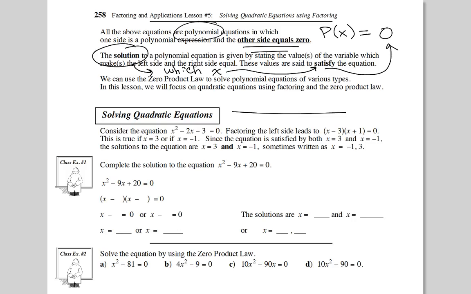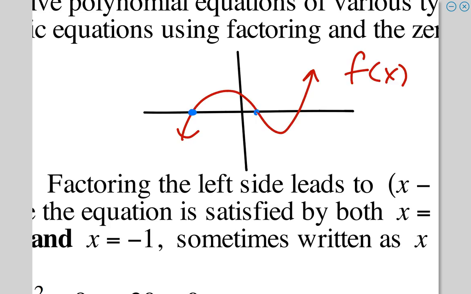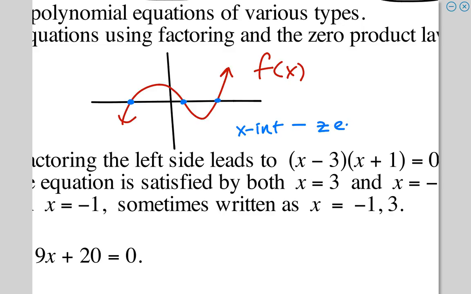And then what it ends up looking like in the graph, say you have some function, something like this. This is some function. We're trying to solve for where it's 0. We're looking for these spots here. So this is what we're actually doing. These are called x-intercepts, and another word for this is zeros. So this is basically what we're trying to get after.